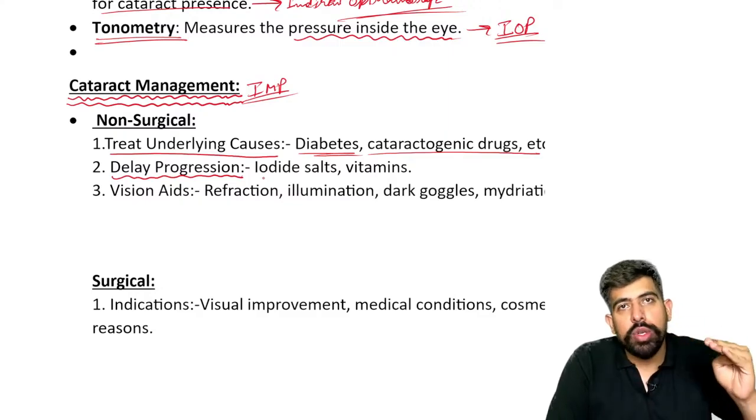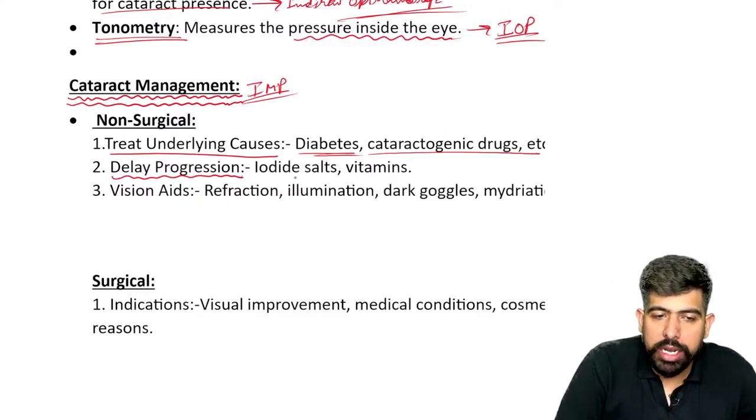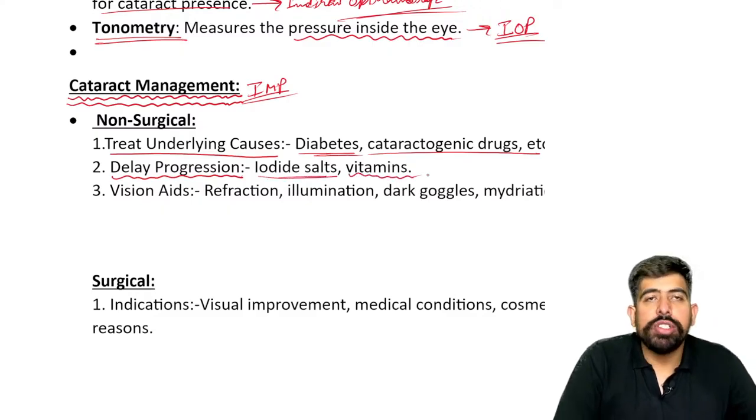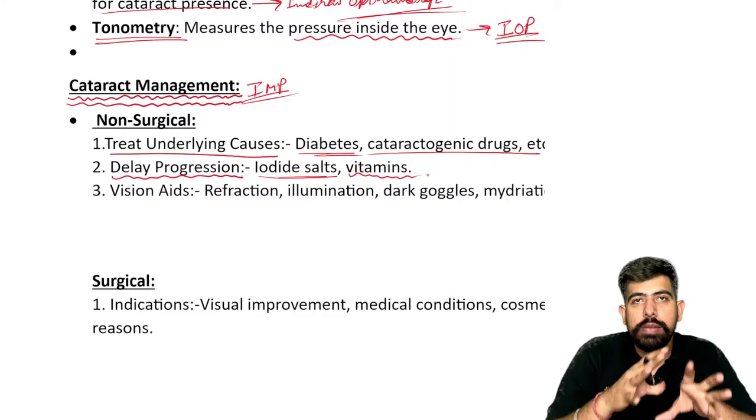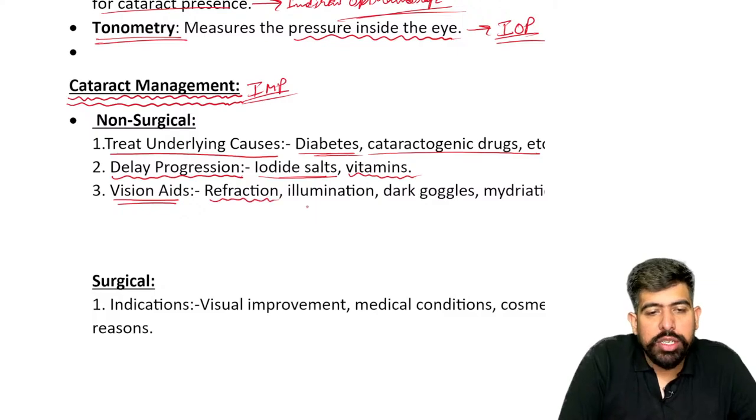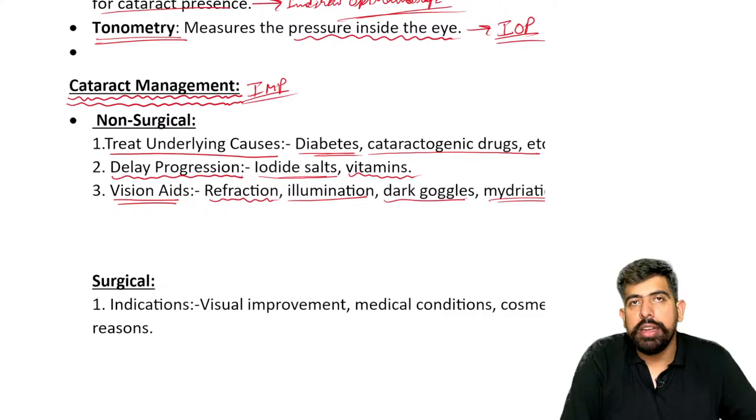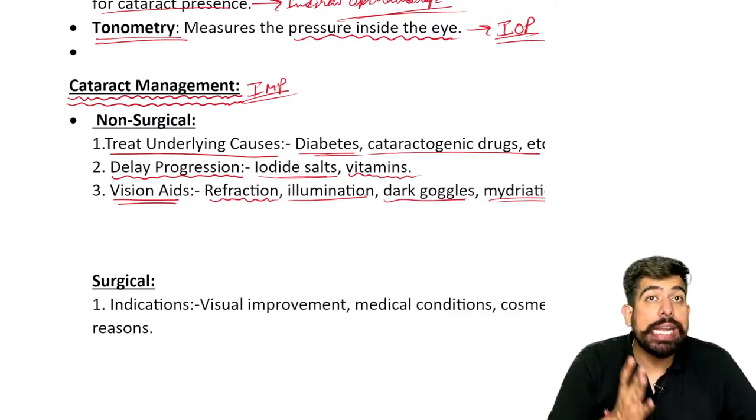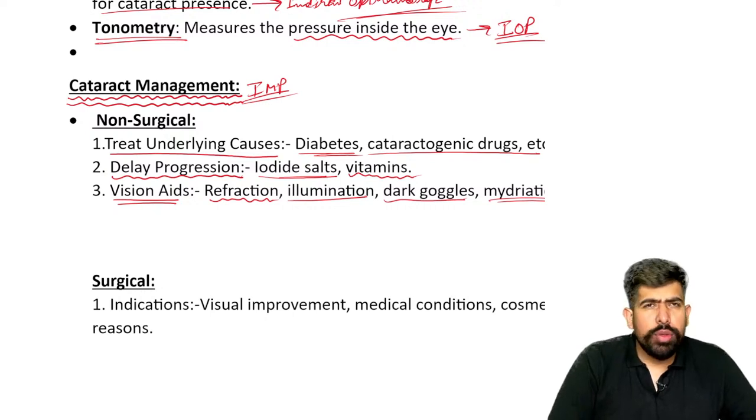It will progress slowly, right? We can give iodine salts or multivitamins that can suppress the progression of it. Also, some vision aids we can give to this patient, like refraction or illumination, or dark goggles can be given, or mydriatic drugs can be provided to help this patient with this cataract. Okay, now this is just for the management.